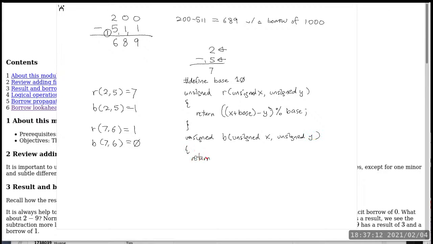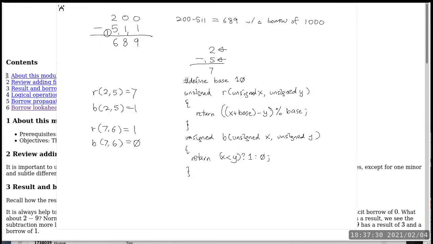And borrow is really just a comparison. If x is less than y, then we return a 1, otherwise we return a 0. That is how we define borrow, the b function.